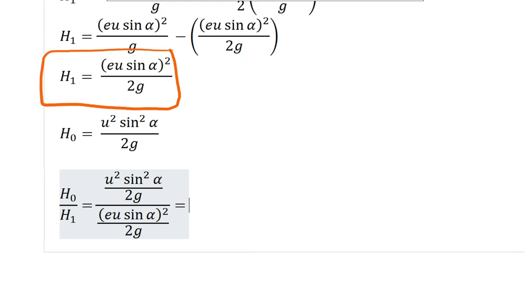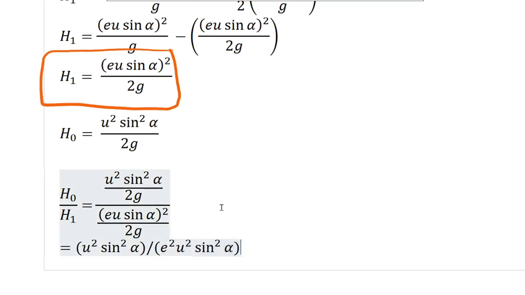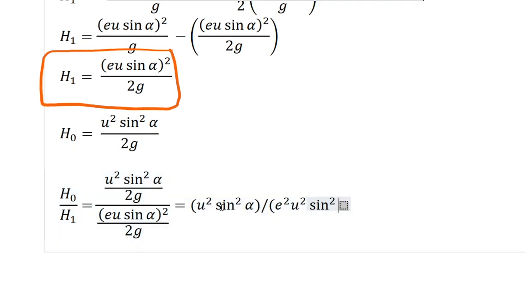So immediately the two G's cancel. And I think loads of other stuff's going to cancel, but let's just see for a second. The two G's cancel. And we're left with U squared sine squared alpha all over E squared U squared sine squared alpha.